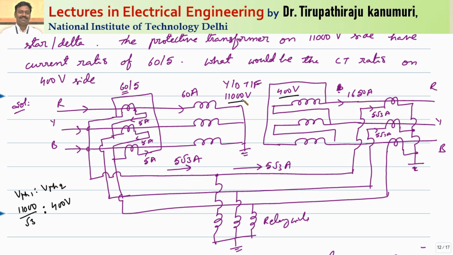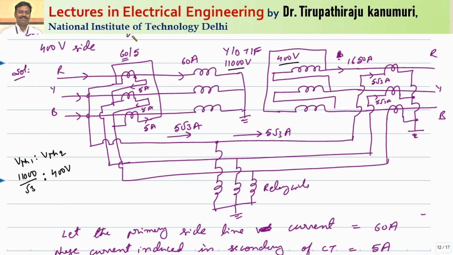We know that for a given power, root 3 times VL into IL remains constant. So if the voltage is more, the current will be less, and if the current is more, the voltage will be less. That's why, compared to the high voltage winding, the current in the low voltage winding will always be more. So if you know the CT ratio on the primary side and want to calculate it for the secondary side, just take the voltage ratio of the transformer, 11,000 by root 3 is to 400.